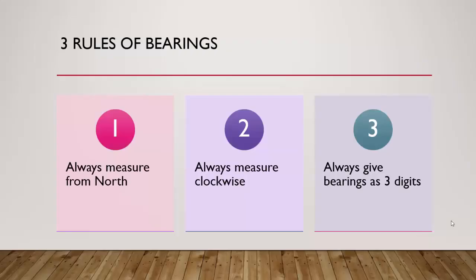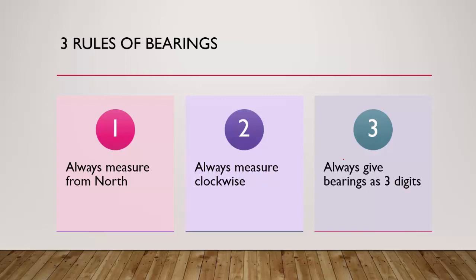There are 3 rules of bearings, and you must always follow these rules, and you will never have a problem if you follow these rules. The first rule, you always measure your bearing from north. Always have a north line and measure the bearing. The bearing must always be measured in a clockwise direction, so not anti-clockwise, always clockwise. And the final one is you must give your bearing as a 3-digit number.